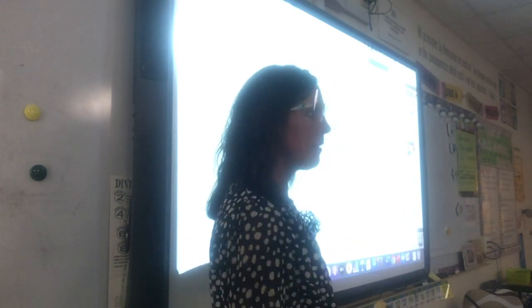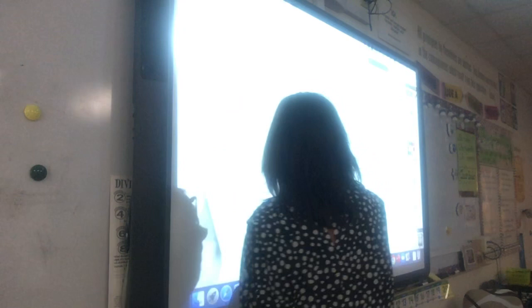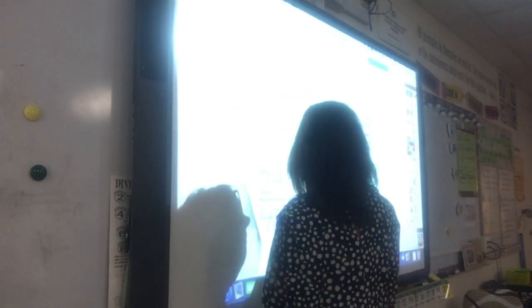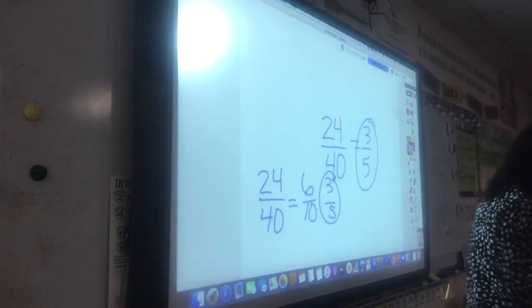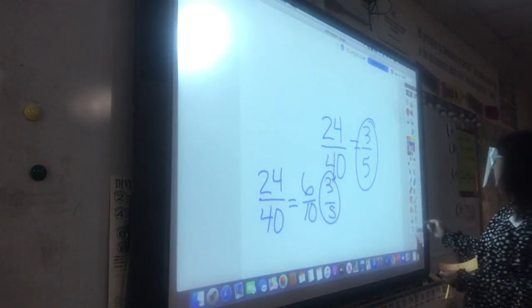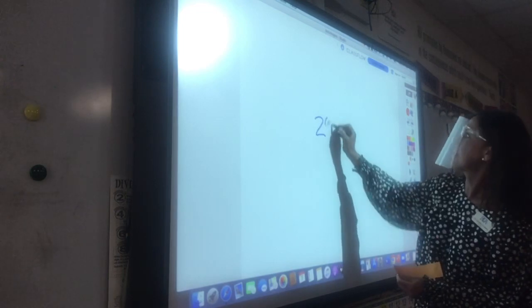So then I would think, what's the biggest thing that goes into 6 and 10? 2. Divide by 2, divide by 2, and I still get the correct answer, okay? So even if you can't think of what's the biggest thing that goes into both, you can get there eventually. If you notice it's not in simplest form, just keep going, and you'll get to 3/5, okay? And we'll look at another one like that in a second. Let's look at 28/35.